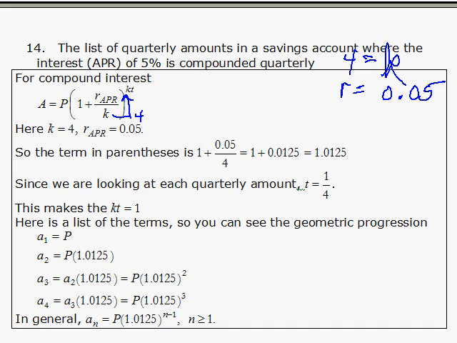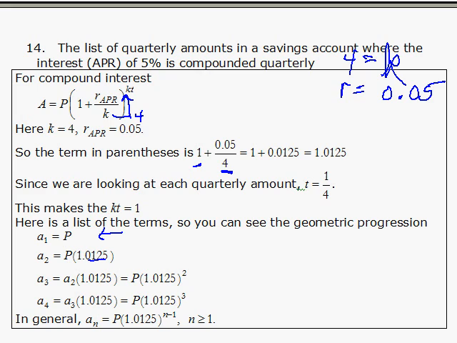Here's a list of the terms. Initially, you start off with just the principal in the account. By the time you get to the end of the first compounding period, at the start of the second one, the principal is multiplied by 1.0125. The 0.0125, of course, gives you your interest part, and the 1 is that you aren't taking any of the principal out of the account. At 3, you've got the second one times 1.0125, which is the principal times 1.0125 squared.